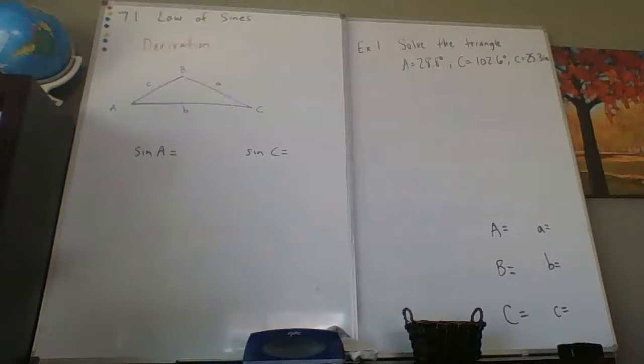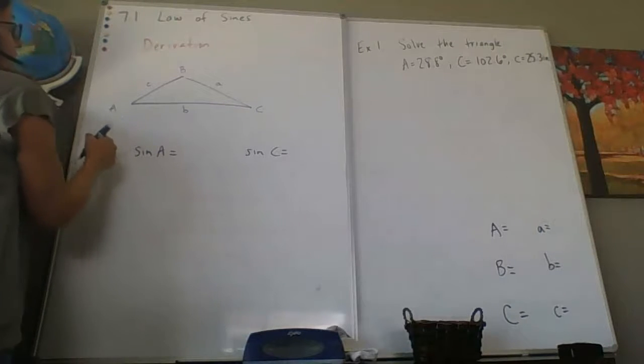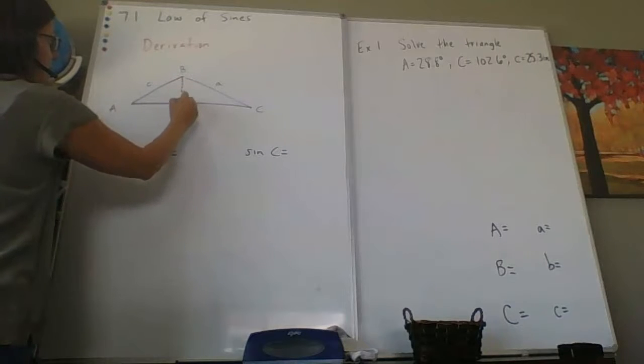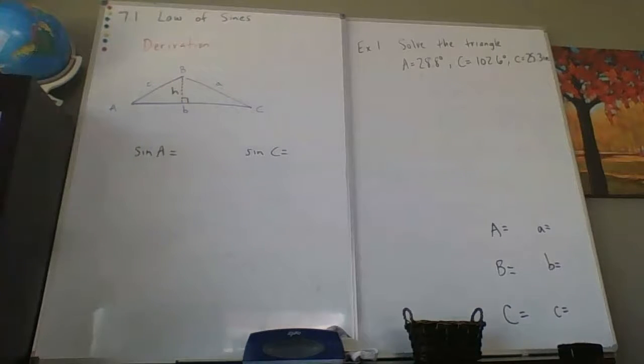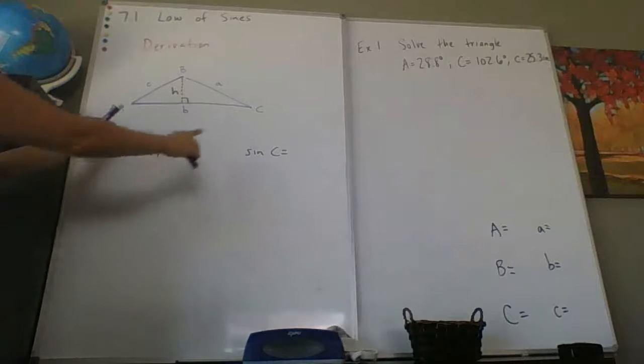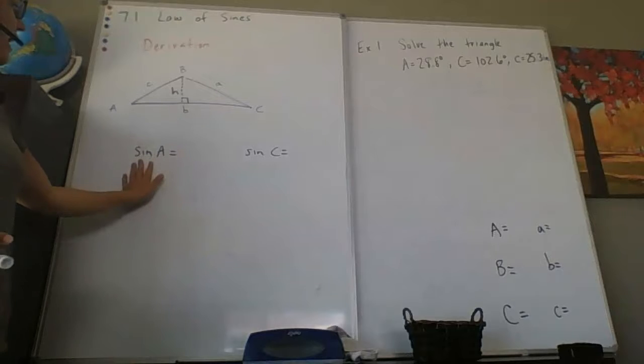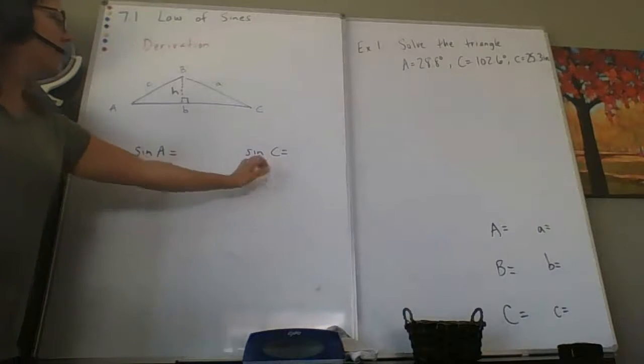Now, if I want to find trigonometric values, I need a right triangle. So what I will do is draw a line from point B perpendicular to AC, and this will actually be the height of this triangle with base AC. So now, using this, go ahead and push pause and try and find what is the sine of A and what is the sine of C.